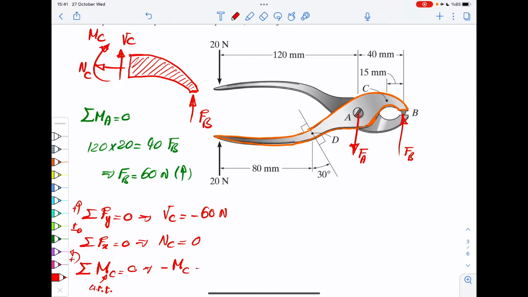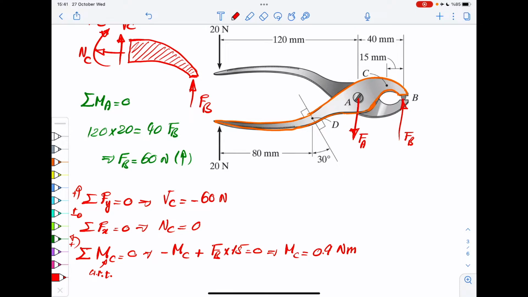And then you have FB, that times distance from point C. The distance from point C is 15 millimeters. So it's FB times 15 is 0. And therefore you get MC equals 0.9 Newton meter, or 900 Newton millimeters.